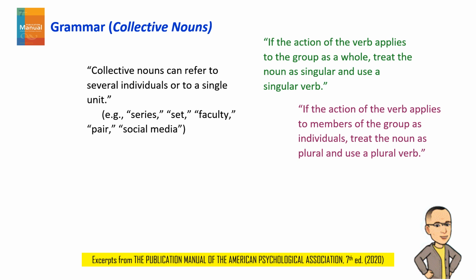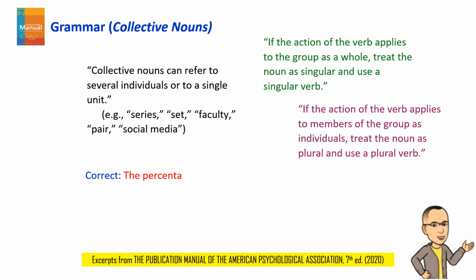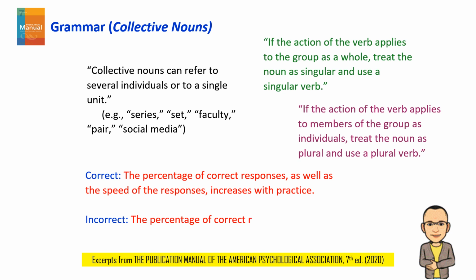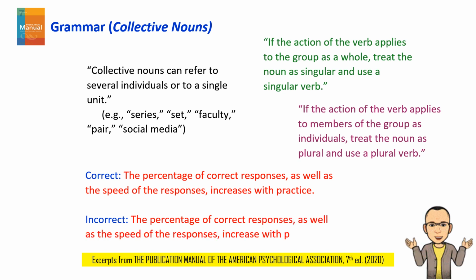For example, it is correct to say, "the percentage of correct responses, as well as the speed of the responses, increases with practice." However, it would be incorrect to say, "the percentage of correct responses, as well as the speed of the responses, increase with practice."